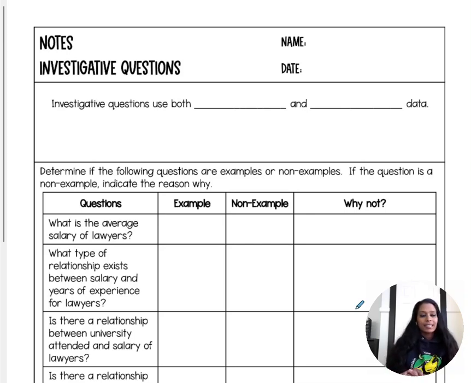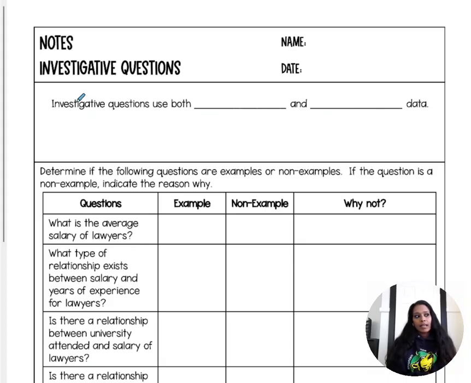So we're gonna look at the next lesson, and we're gonna look at investigative questions. What that just means is when we want to create a scatter plot, we need to have data, right? And to get the data, we need to gather the data, we need to collect the information.